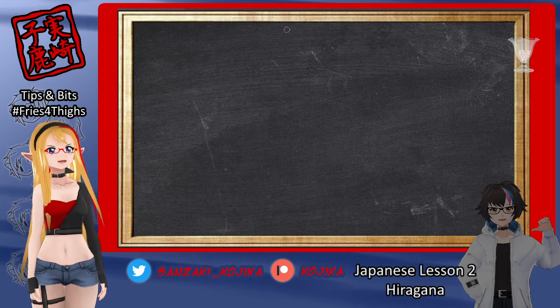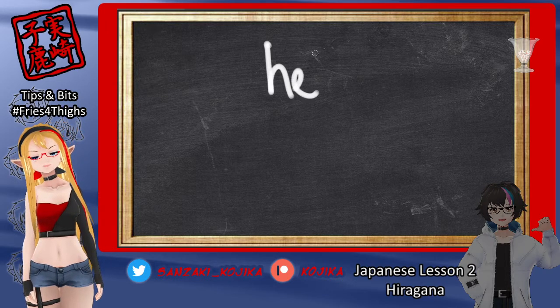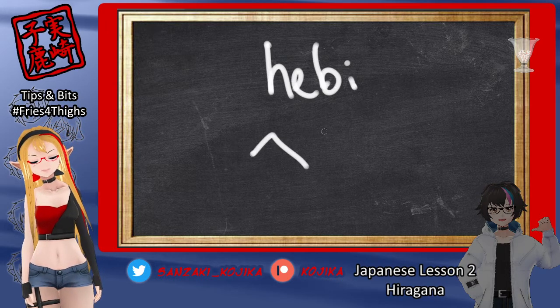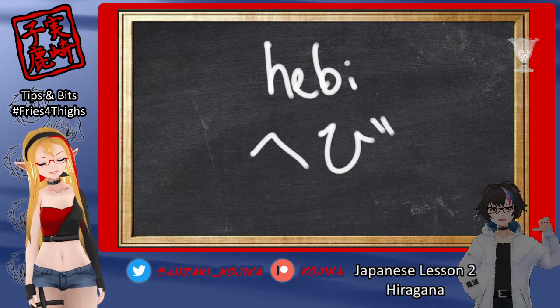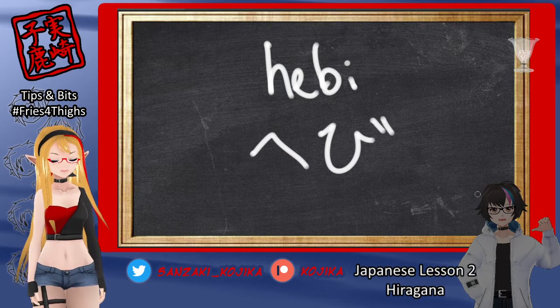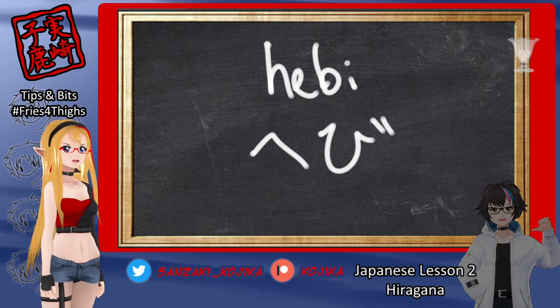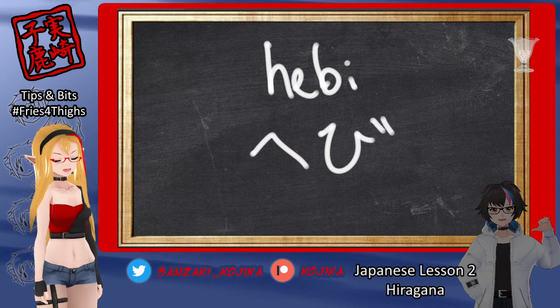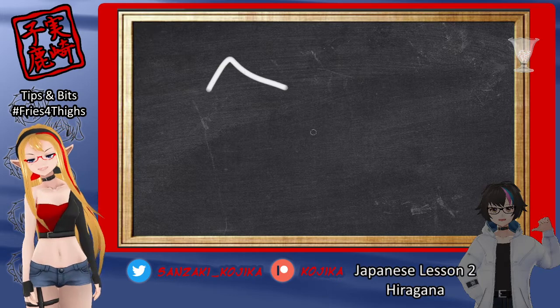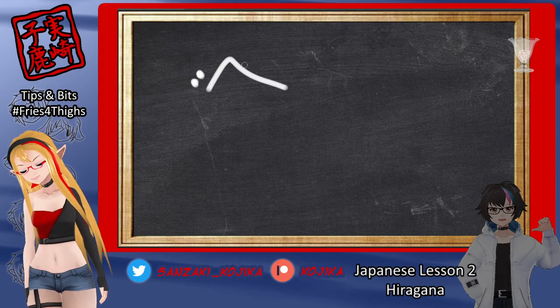That's how I remember it, because the word for snake is "hebi", and that's "he". Use whatever works for you. Obviously it's kind of a weird snake, but if you think about it, here are some eyes, and it's like a tail.